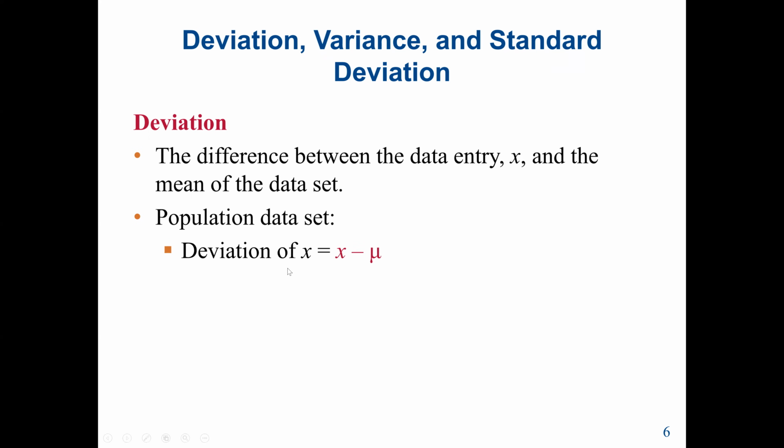So deviation again is X, which is our data entry, minus the mean, which is our population mean. Or if we are dealing with a sample, same X, our data entry, minus the sample mean, which is X bar.